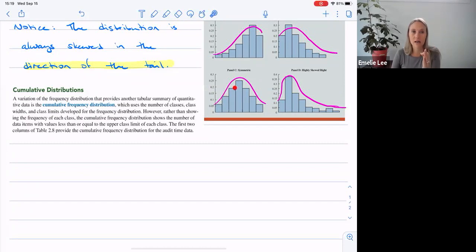How much of my data have I seen up until the midpoint for a symmetric distribution? I've seen 50% of the data, right? Assuming that it's symmetric and I'm halfway through, right? Then at the midpoint, I've got 50% below it, 50% above it, right?